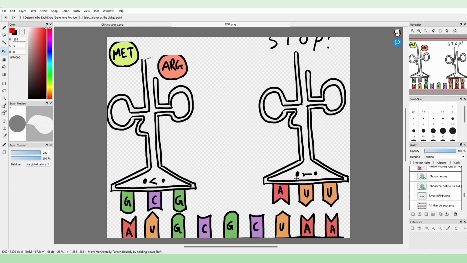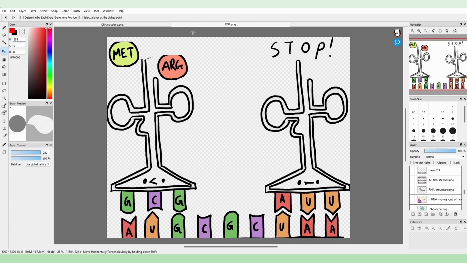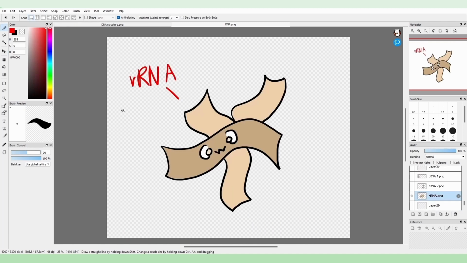And the last tRNA comes in, and oh wait, what's this? A stop codon? That tRNA would not bring any amino acid in. What happens with these 2 amino acids? I'm gonna show you right now. The rRNA. What's the function of the rRNA, you ask?